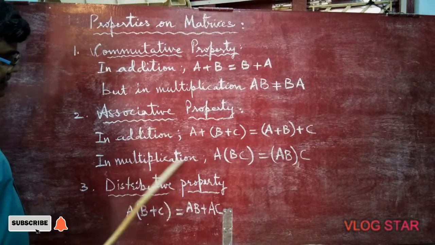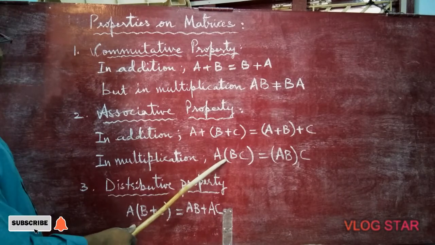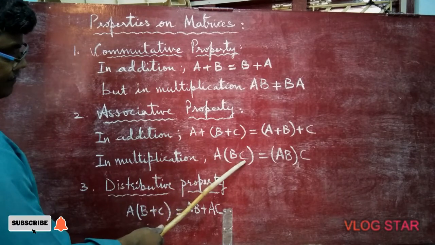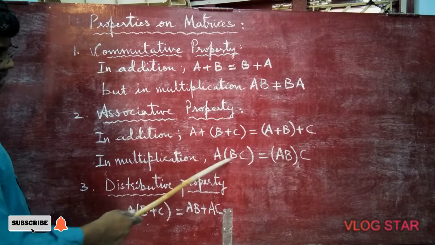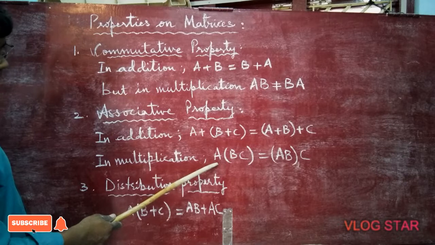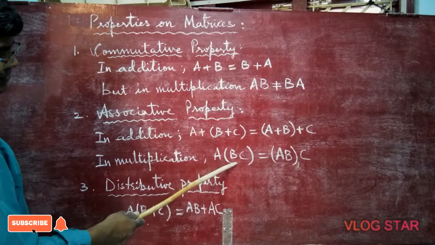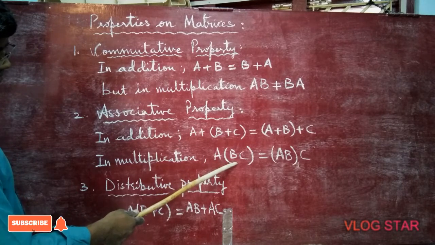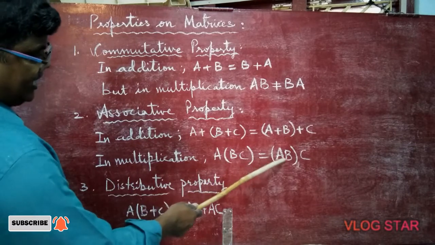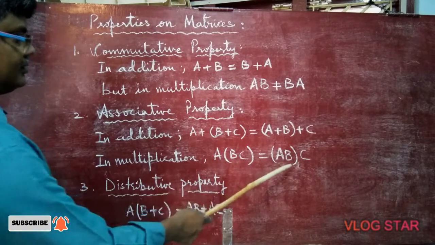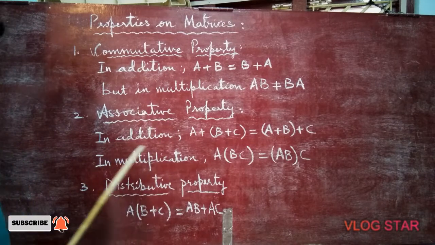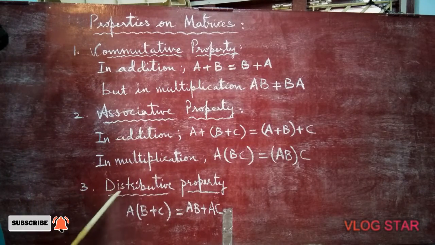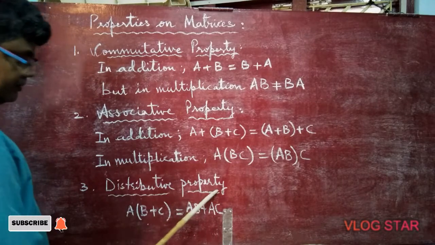In multiplication, A into (BC) means we have to multiply first BC, we will get an answer. Then we have to multiply with A. Bracket first we have to do. What is given in the bracket? That is equal to (AB) into C. So which property is this? Associative property.